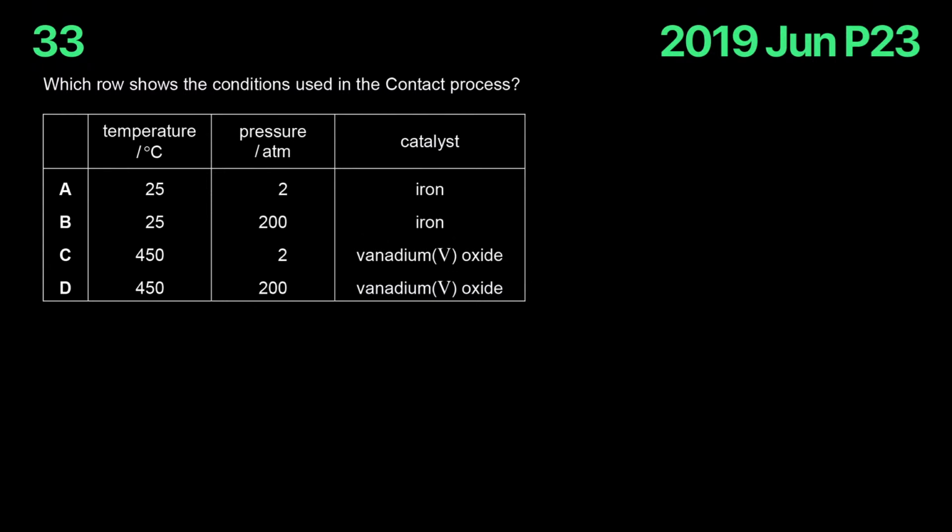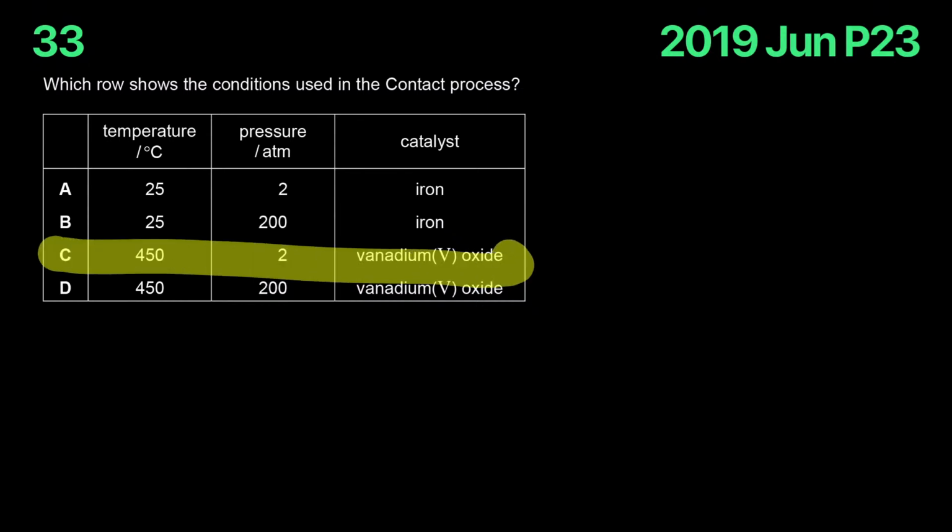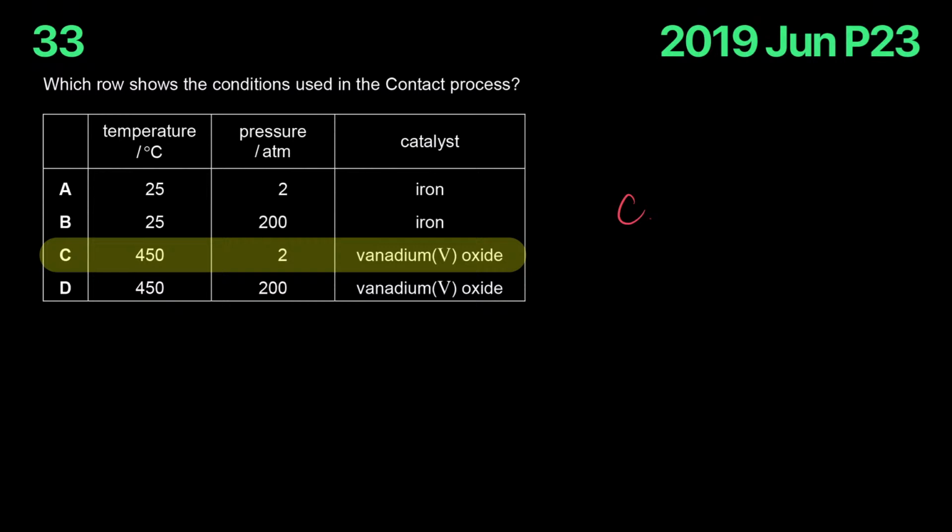Which row shows the conditions for the contact process? Hey, look at that. I think we've done this question. This is where we realized the pressure was 2 atmospheres. It's 450 because vanadium 5 oxide does not work for lower temperatures, so they keep it high. Pressure is 2, and of course it's vanadium 5 oxide. So it's C. It's all C. Always has been. Yeah, Quran is right. Okay.